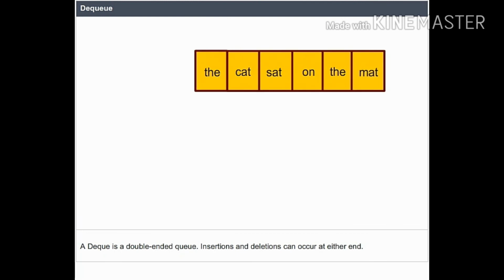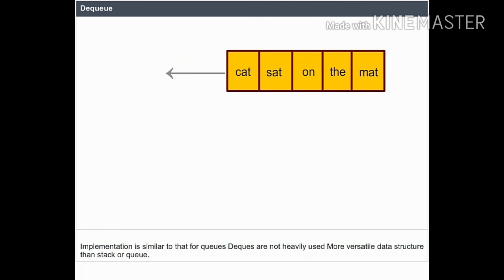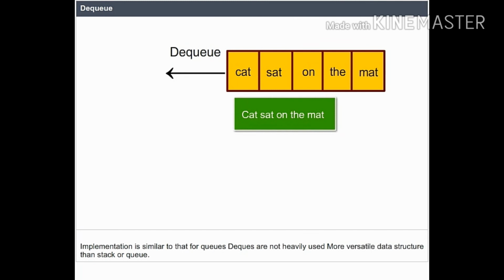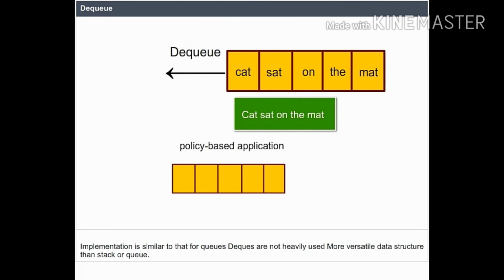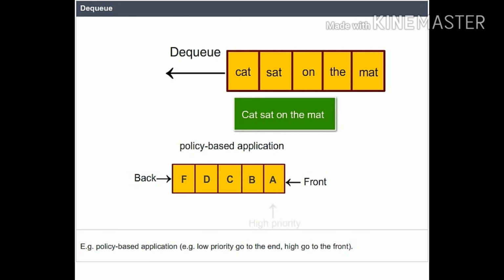Deque. A deque is a double-ended queue. Insertions and deletions can occur at either end. Implementation is similar to that for queues. Deques are not heavily used. A more versatile data structure than a stack or queue. Example, policy-based application. Example, low priority goes to the end, high goes to the front.